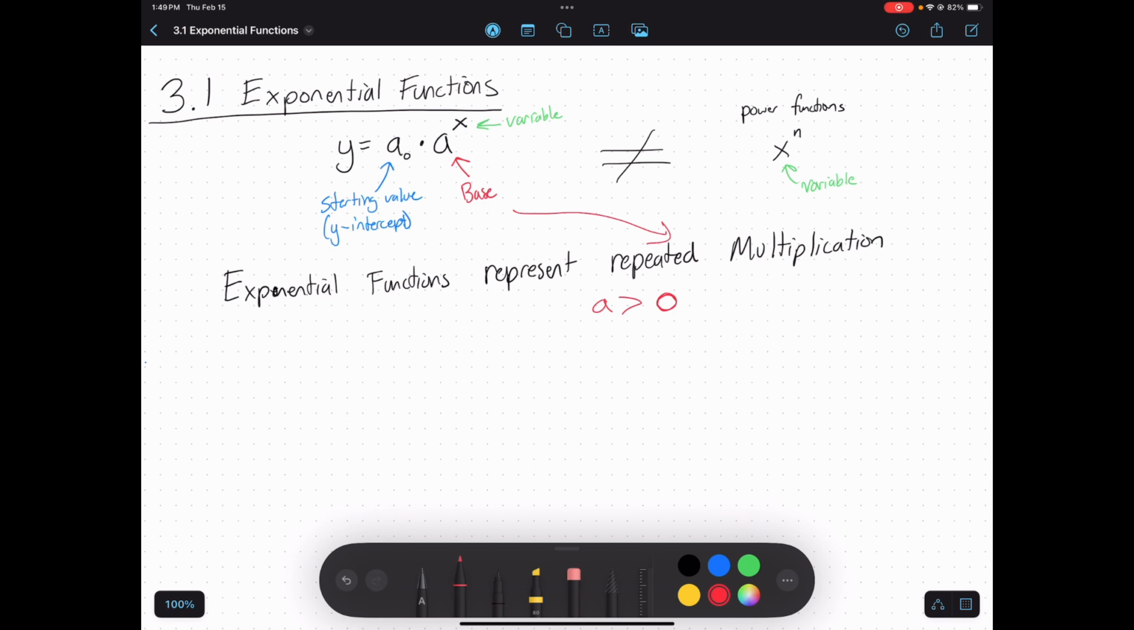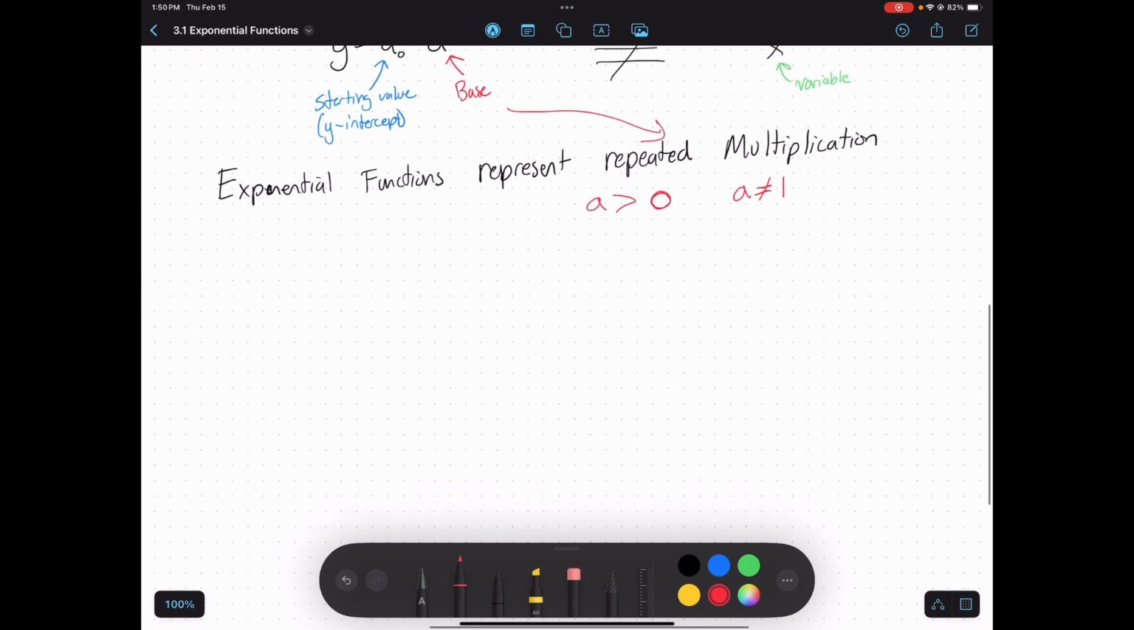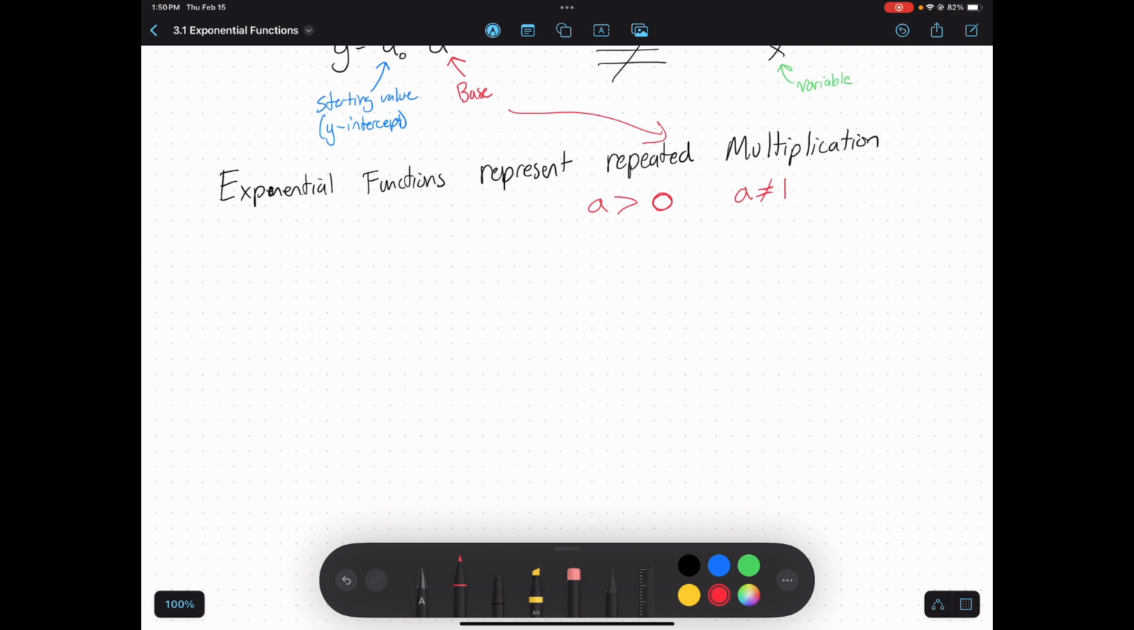And there's actually one other number that we're going to disqualify, and that's a equals 1. What happens if you multiply by 1 over and over again? Your number stays exactly the same. So we're also going to say that a cannot equal 1. Okay, so with that in mind, let's get into the different types of exponential functions. Okay, there are two big varieties of exponential functions: exponential growth and exponential decay.